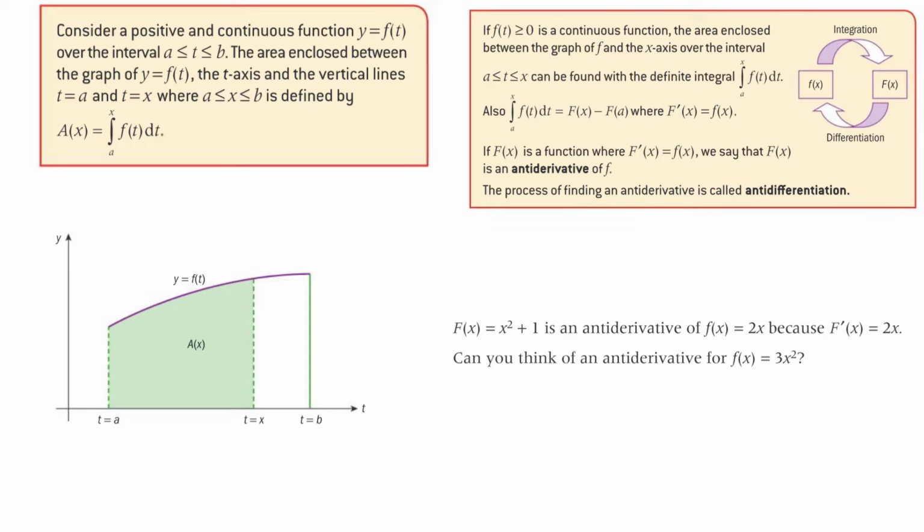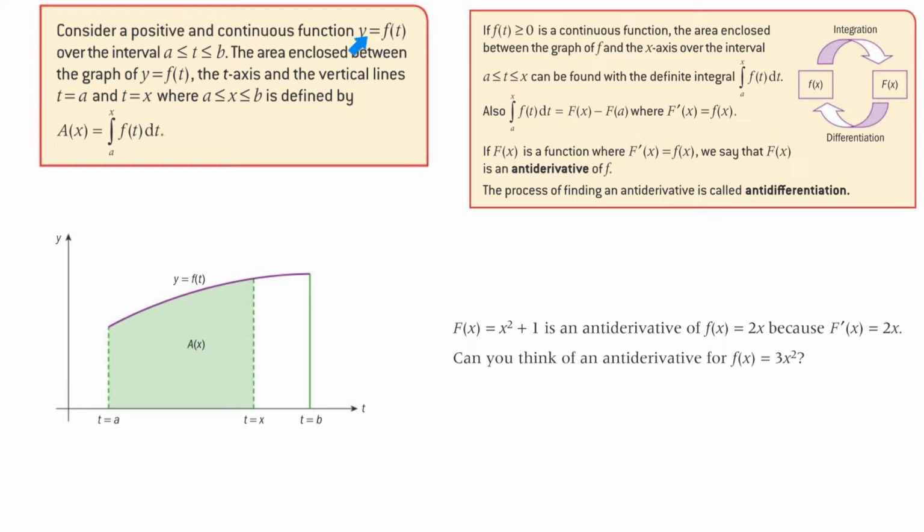We need to look at the terms we're going to use in this video. So let's start with this information here. Consider a positive and continuous function. The function is continuous and the function is above the t-axis, that's this horizontal axis. The function is above that, so on this vertical axis it's always positive.